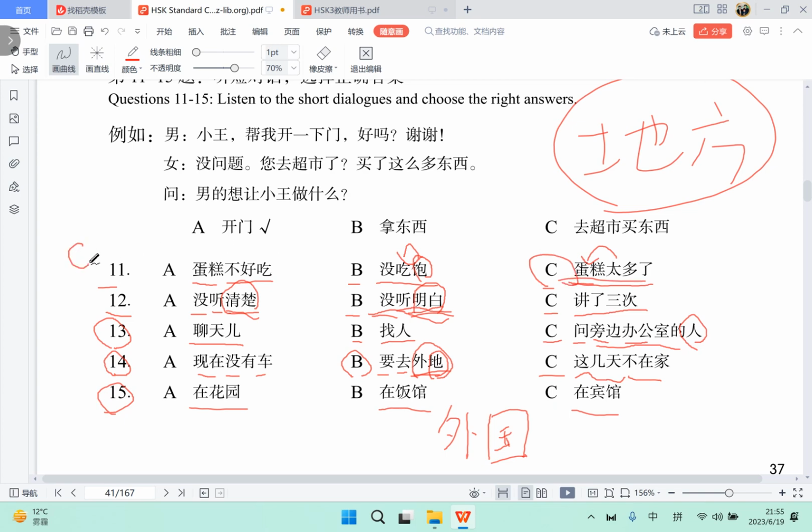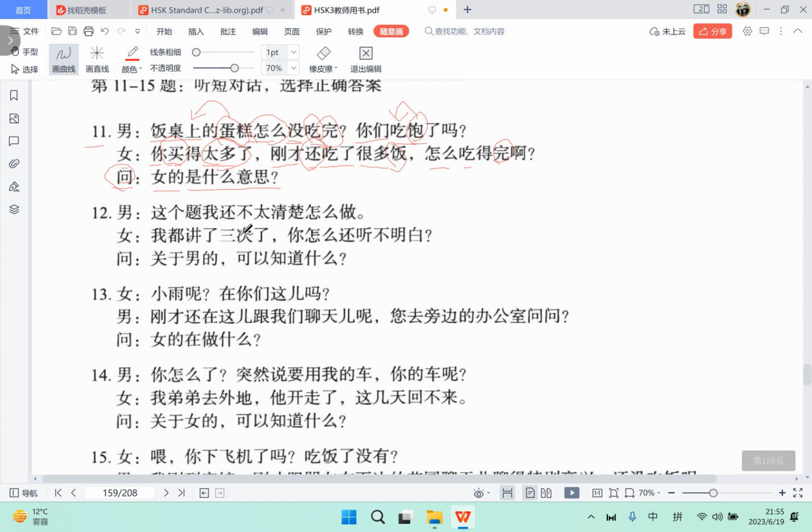So we choose C for 第11题。第12题这个题, so this question, 我还不太清楚怎么做, I'm still not very clear how to do it. And the reply, 我都讲了3次了, I already explained it 3 times. So there are 2 le in the sentence.